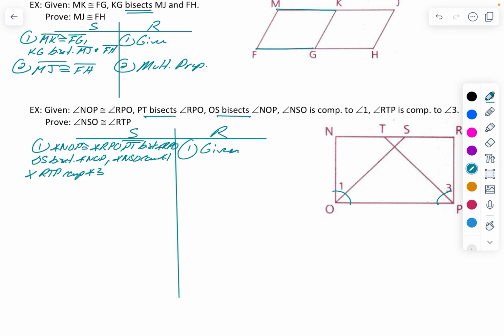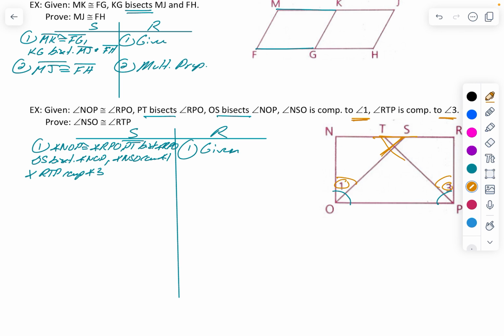This looks amazing. Okay, so we have these angles 1 and 3 marked here. This is angle 1. This is angle 3. And ultimately, we want to talk about this NSO and RTP. So we probably need to say something about angles 1 and 3, because if we have angles 1 and 3 congruent, then we'll have complements of congruent angles are congruent and we're done.